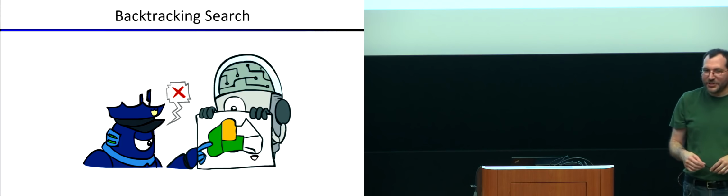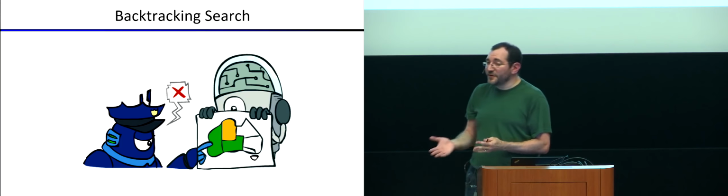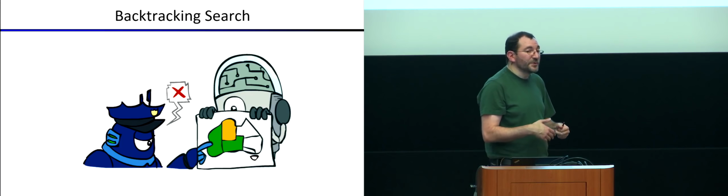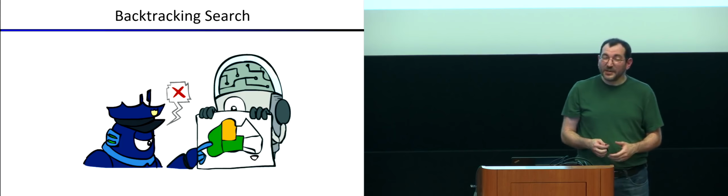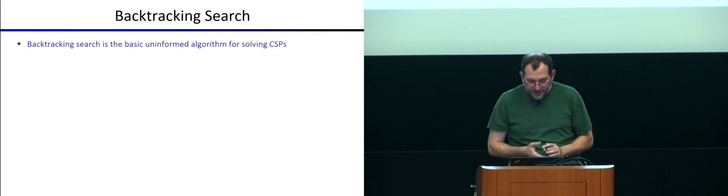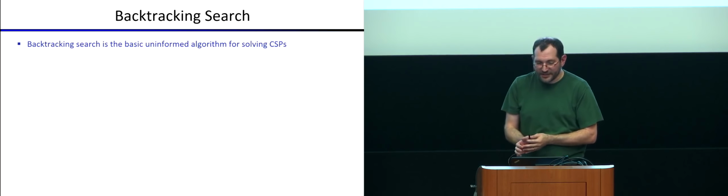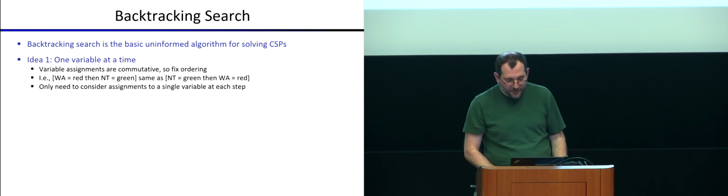Yeah, so we should be checking these constraints as we go. The answer was maybe the successor function could have the constraints built in, or at least we could look at the constraints as we go. Basically, we want to apply that goal test incrementally as we go. And the simplest version of this is what's called backtracking search. It's not a very helpful name. It's just a classic name for this. It's the basic uninformed algorithm for CSPs.